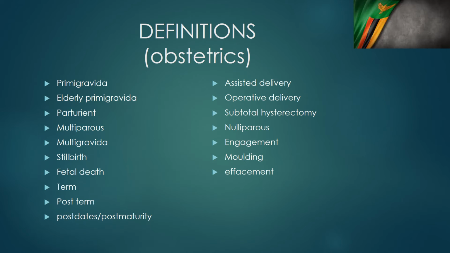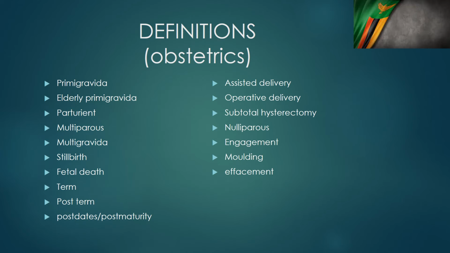A nulliparous woman is a woman that has not had a pregnancy that has gone beyond fetal viability. Engagement is defined as a point in labor, usually, when the biggest diameter of the fetal head has gone through the pelvic inlet. That would be engagement. It can also be defined using descent. It can also be defined using station of the fetus during labor.